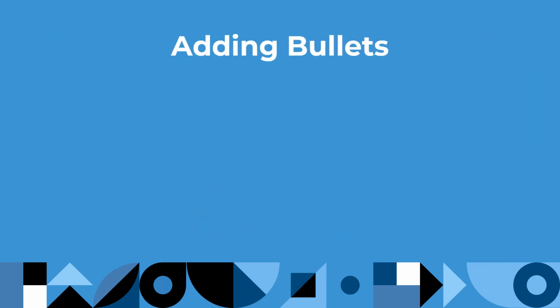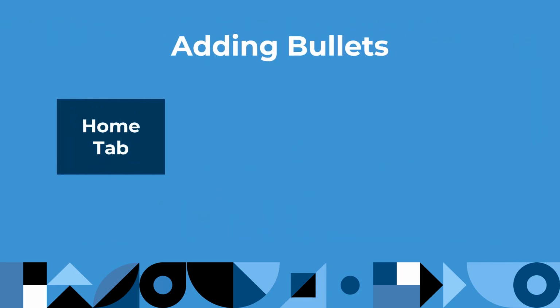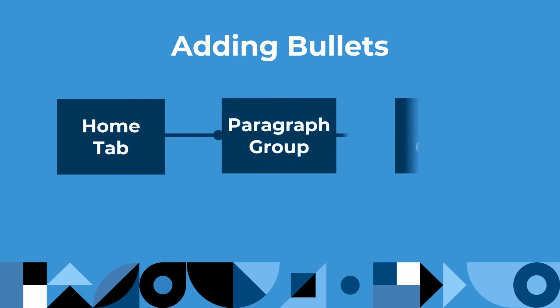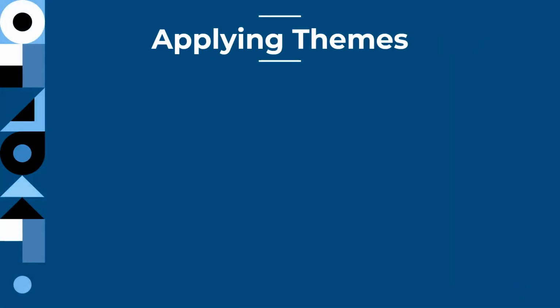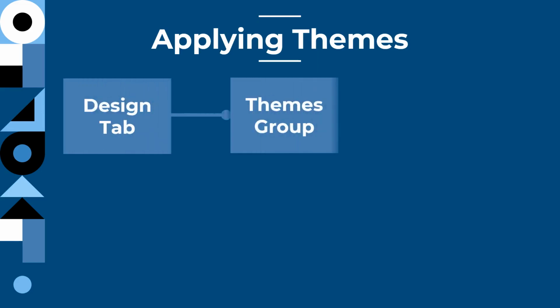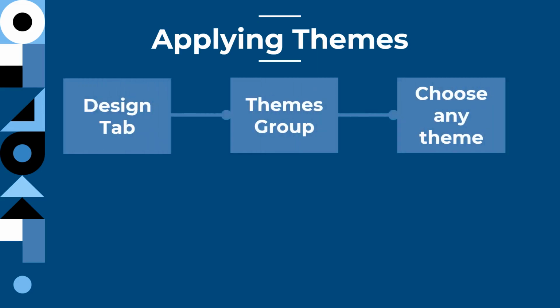Adding bullets. This you had used in MS Word also. Home tab, paragraph group, bullets option. It will give you a list of bullets. You can choose any bullet style. Adding themes. How we can apply themes to our presentation to make them beautiful. The background colors, graphics, bullets, or the colors of the font and the fonts. Design tab. Themes group. Many themes are available. Choose any theme. These are the various commands that you are supposed to learn.